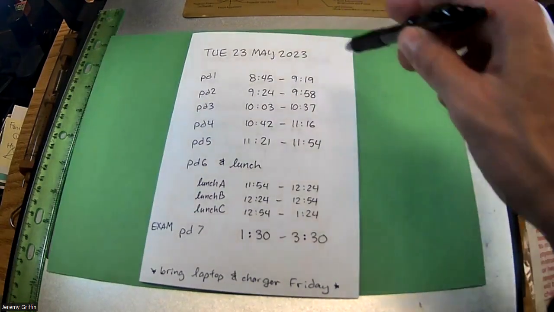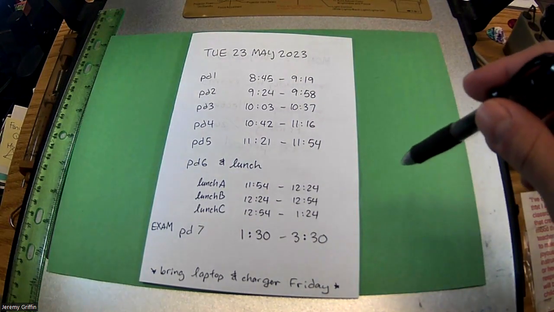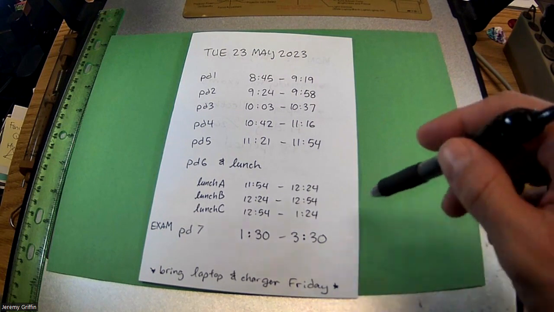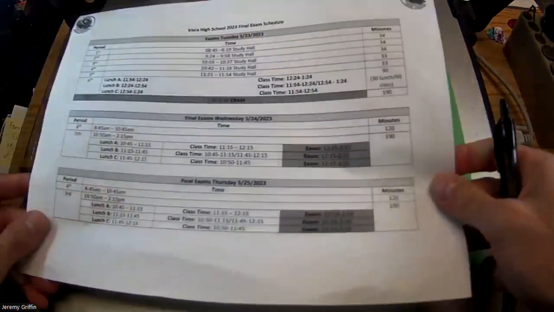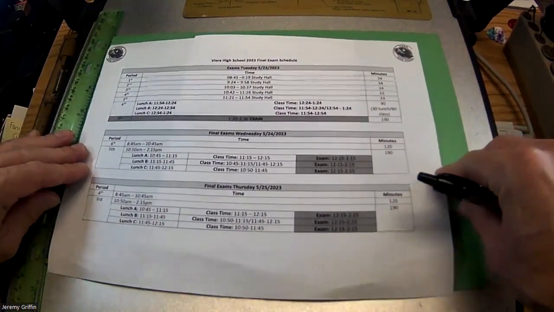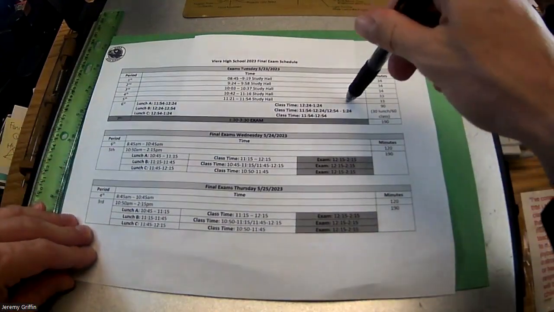It's Tuesday, May 23rd. Well, this class it is, and we're doing the final exam here because it's seventh period, so we're doing final exam. Okay, this is today's schedule. Here's the schedule for the week. I'm just making a video that I'll put on Classroom for everybody. All right. So here's Tuesday's schedule.